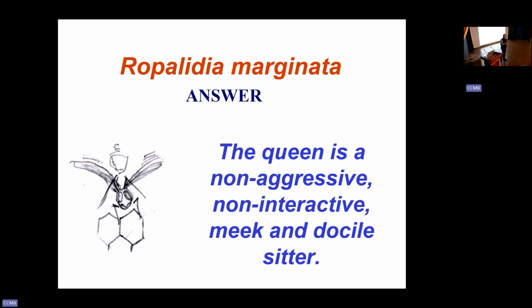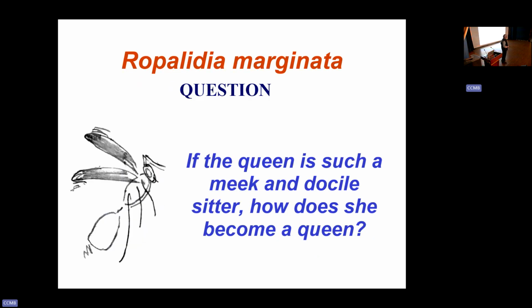Yes, I have an answer, but then how is this possible? It cannot be true, because immediately questions arise in your mind and you begin to wonder whether you have done something wrong or you missed something. For example, if the queen is such a meek and docile sitter, how did she become a queen in the first place? Why do the workers respect her?